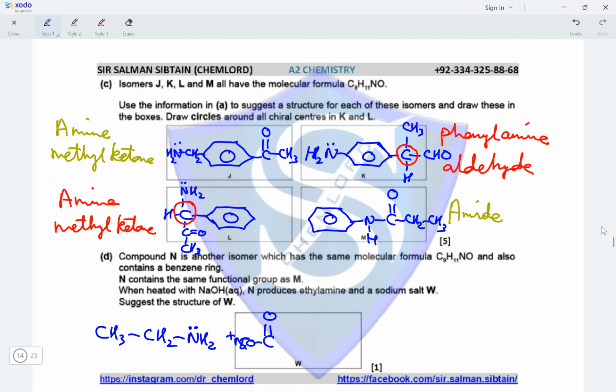And since this covers three carbon atoms, the only thing remaining is the benzene ring. So we include the benzene ring with the C double bond O, single bond O minus and Na plus part of the molecule, producing compound W. So the chemical formula of compound W would be C6H5COO minus Na plus.